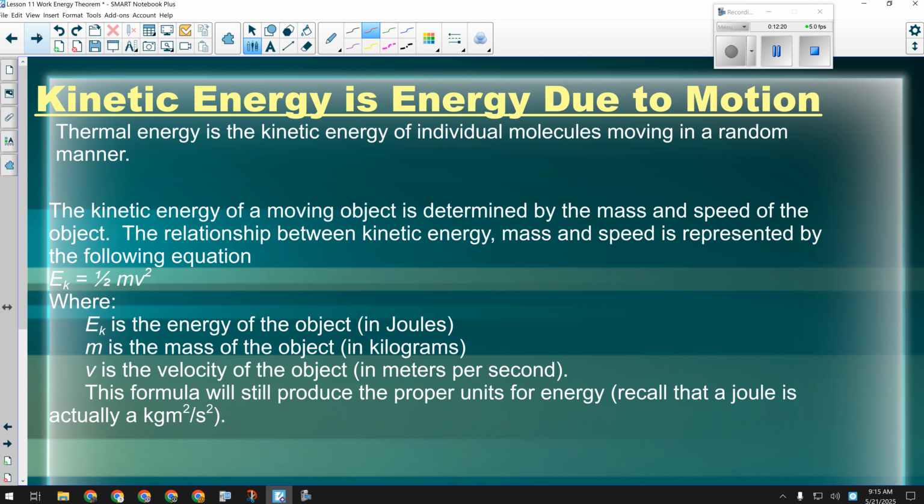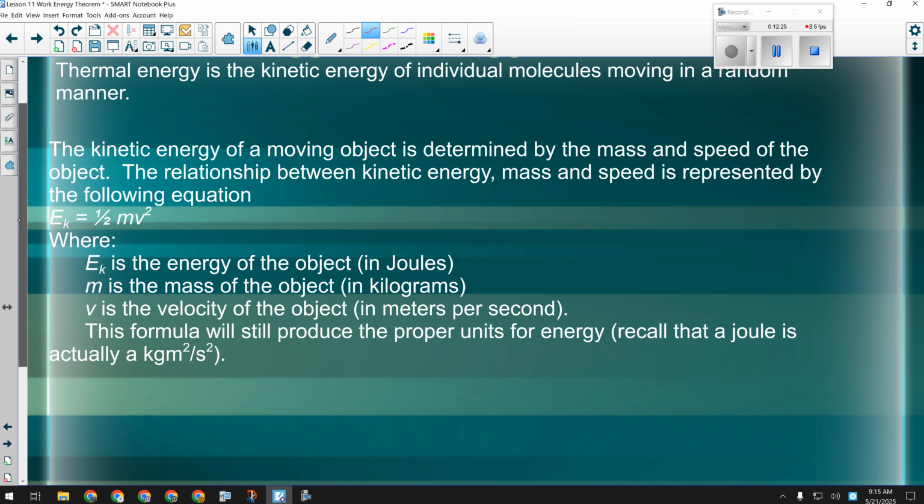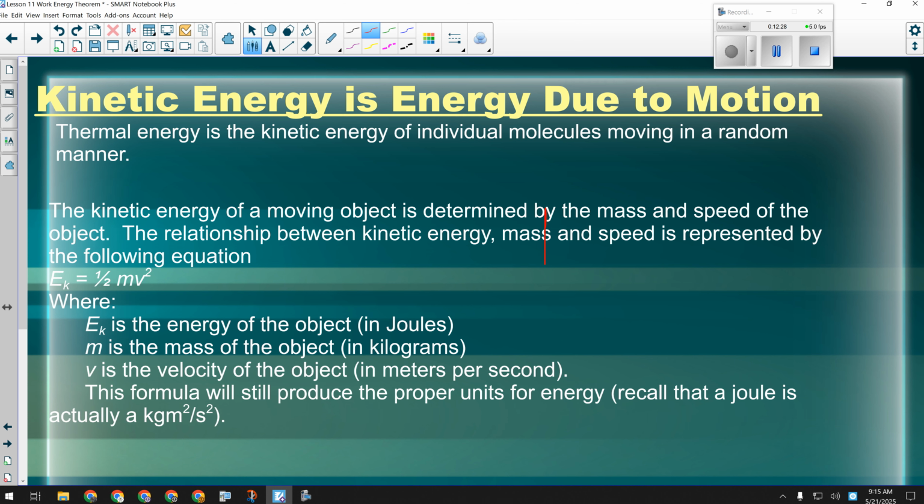All right, so kinetic energy, like we said, EK, is going to be in joules. Now remember that yesterday we talked about how a joule is a kilogram meters squared per second squared. Those are the fundamental units of a joule. So when we use this formula, 1/2 mass times the speed squared, the mass will be in kilograms and speed is in meters per second, but if I square it, it'll be in meters squared per second squared. So it still works out to a joule.